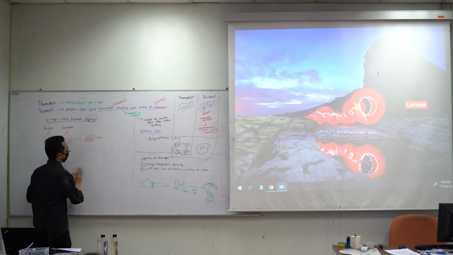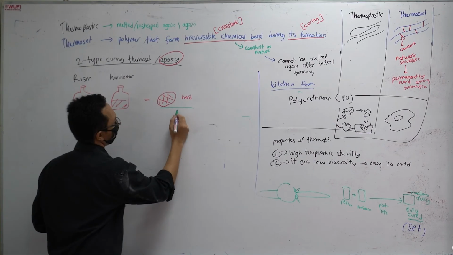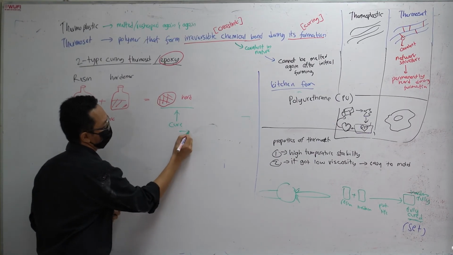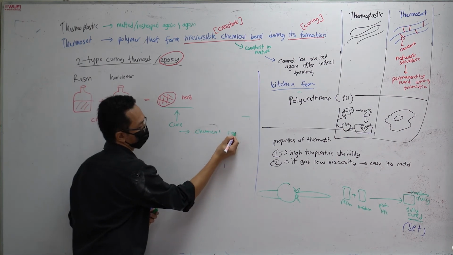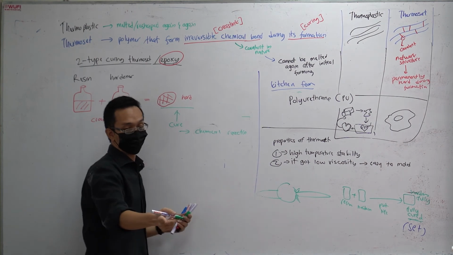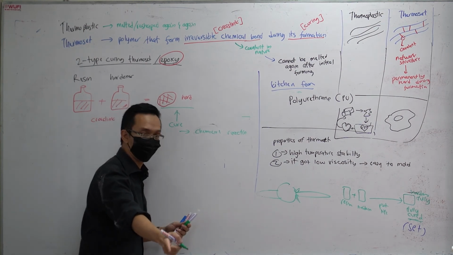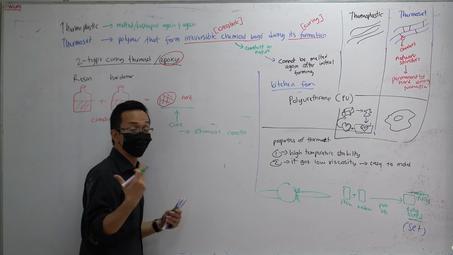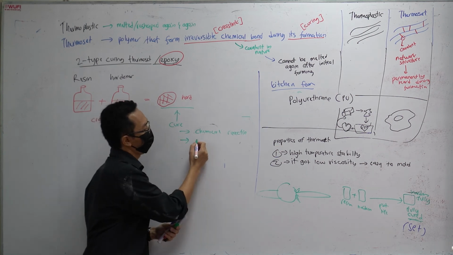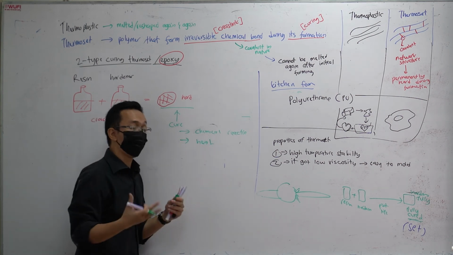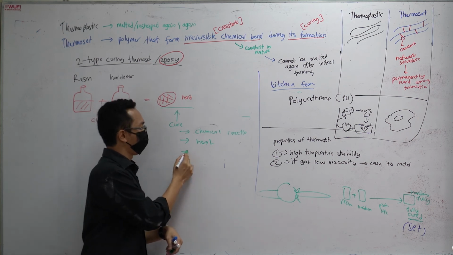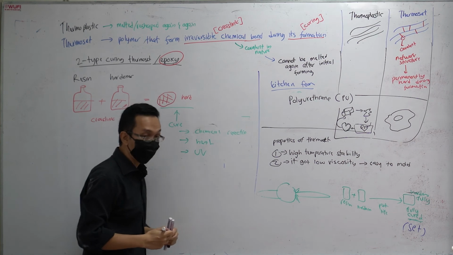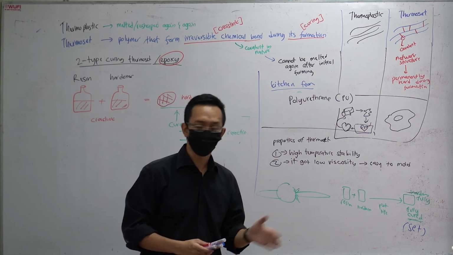So you can cure the epoxy. We call it cure, using a chemical reaction. The one you saw just now, when I mixed this together, the cross-link happens. That is curing using chemicals. You can also cure using heat, meaning that you add heat. You can also cure using UV. There are epoxies that can be cured using UV.